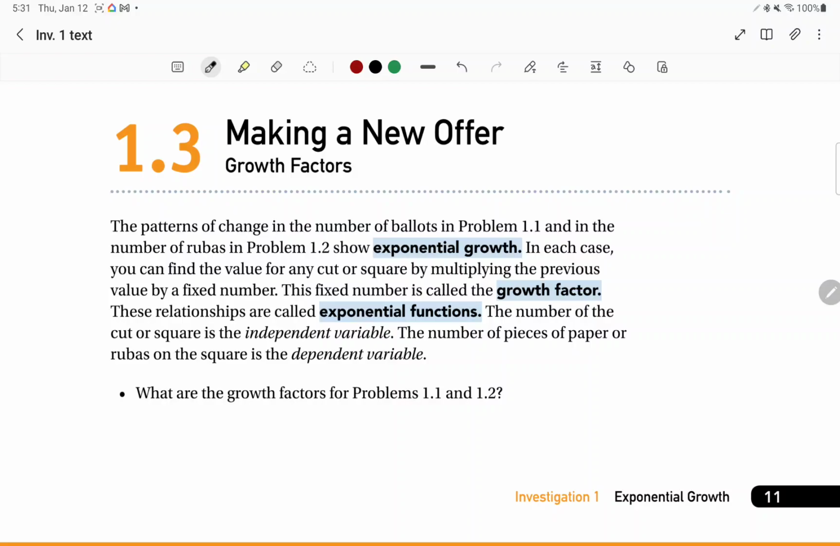Here in 1.3, making a new offer, we're going to be looking at growth factors. Now there's some definitions that we have to know, so make sure we get these definitions put down in our notes. First of all, let's talk about exponential growth. Exponential growth is just a pattern or behavior which describes the change between a set of data. So exponential growth is the pattern or behavior of change. Go ahead and get that down in your notes.